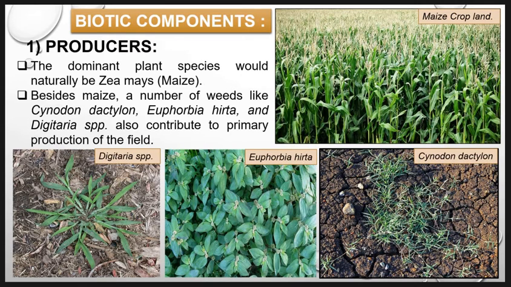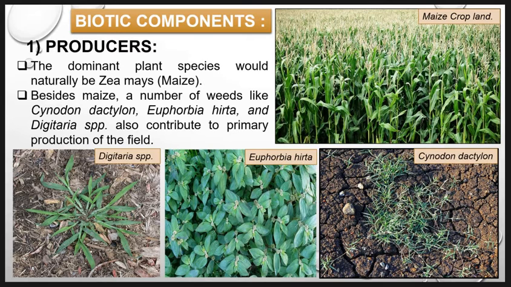Then the biotic components. The biotic components are the living components. They include producers, consumers and decomposers. The producers are the autotrophs, or the self-nourishing. It includes plants. The dominant plant species would be naturally maize.